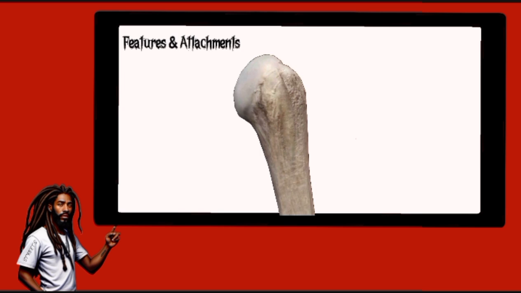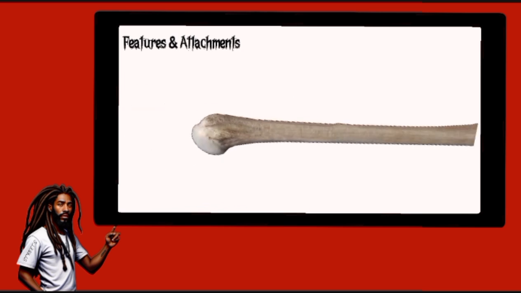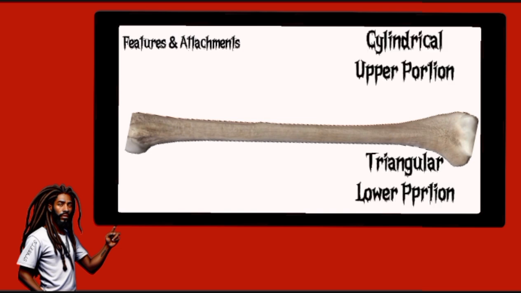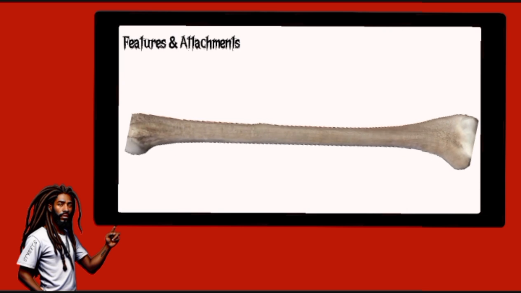Now let us move into the shaft. The shaft of the humerus. Let us check it properly. As we already established before, the upper part is cylindrical and the lower part is triangular in shape. Now this shaft has three different borders: the anterior border, medial border, and lateral border.